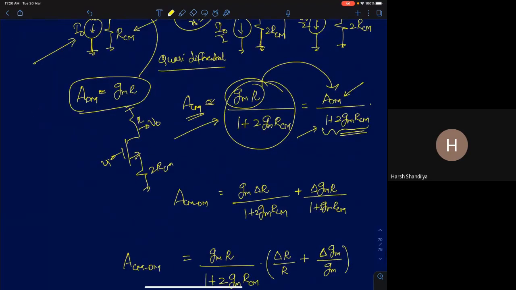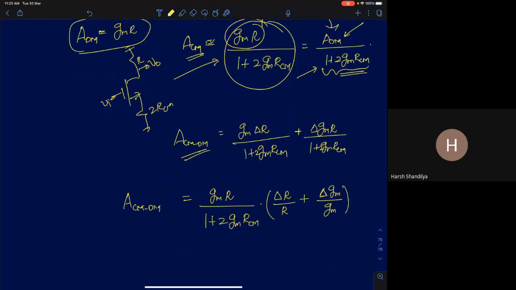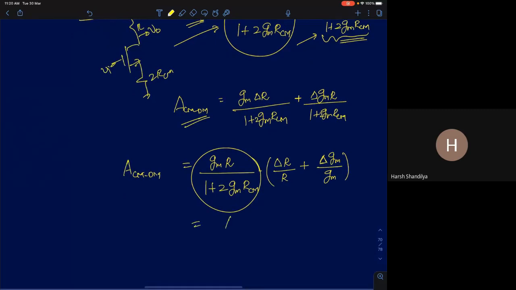Then we showed ACM-DM for this. We showed it as ACM, the common mode gain in the current biased case, multiplied by the fractional errors, delta R by R plus delta GM by GM. You can refer to the proofs. It is a very straightforward proof. We showed that ACM-DM will be equal to ACM times the fractional mismatches in both the load and the transconductances. Okay, so this is what we concluded in the previous lecture.